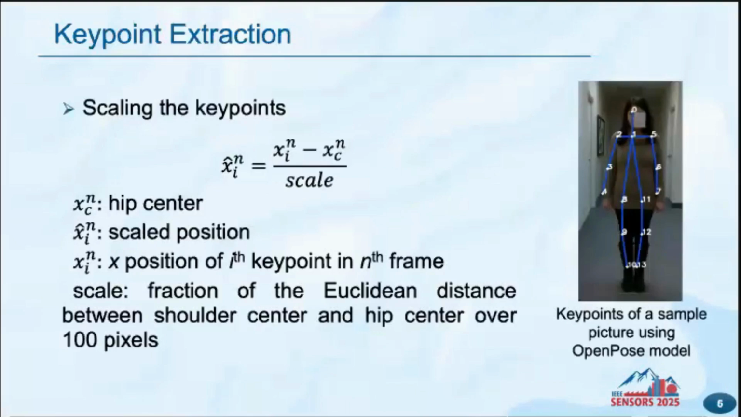For developing this system, we used the videos of participants doing these tests. First, we extracted the key points of the body. As you can see in this slide, we used the OpenPose model to extract the key points. Because the distance between participants and the camera could be different while performing the test, we had to scale or normalize the key points using this formula. This formula scales all the key points using the hip center as the reference point of the body.